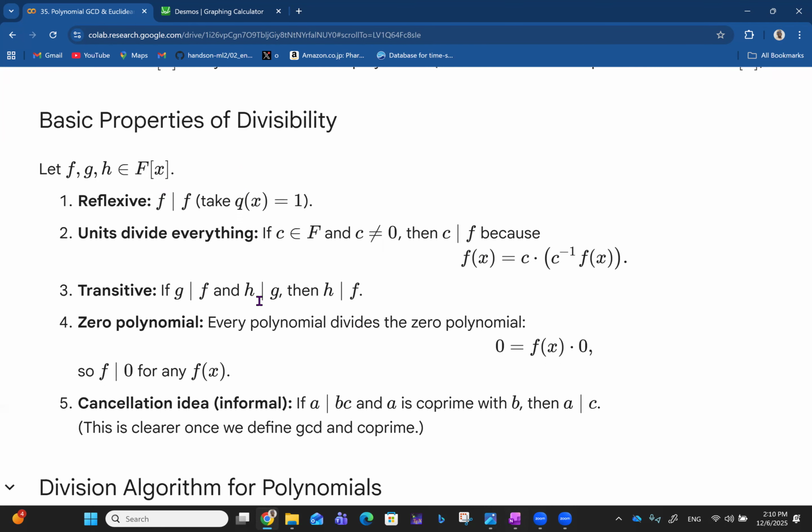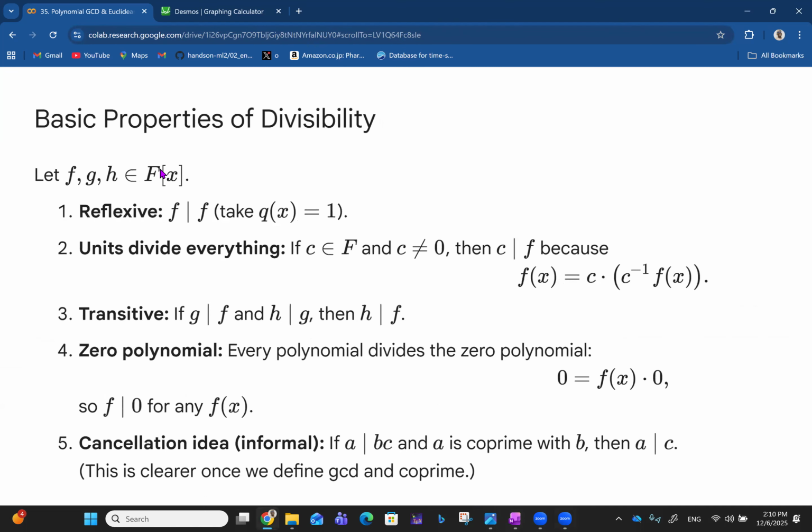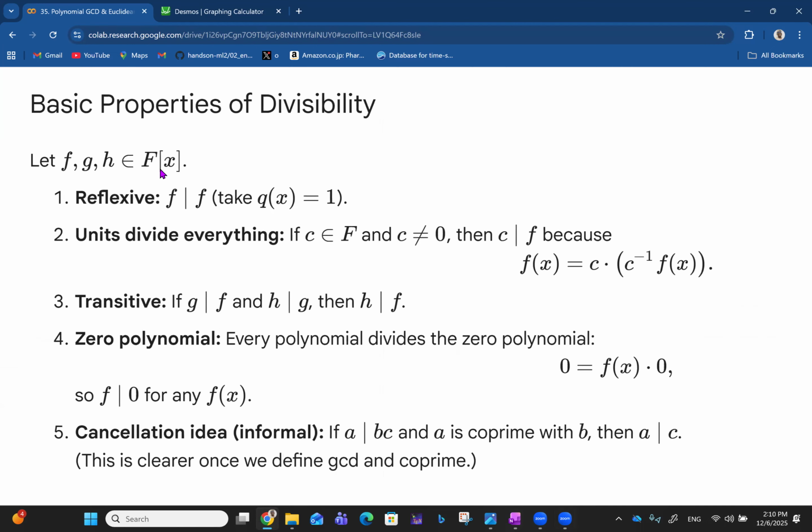Let's talk about some basic properties of divisibility. Now, let f, g, and h all belong to the set of polynomials that are not constant. A constant polynomial is a constant number that is always the same, no matter what the value of x is. But then we have polynomials that are at least linear, quadratic, or whatever. So in a reflexive case, we can say that f divides f. If f divides f, then q of x is 1, that means the quotient is 1 because they are the same. f always divides f. That's one property of divisibility.